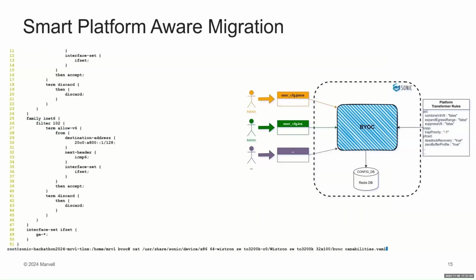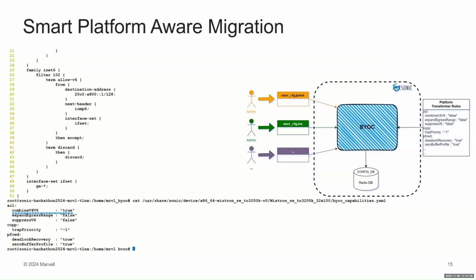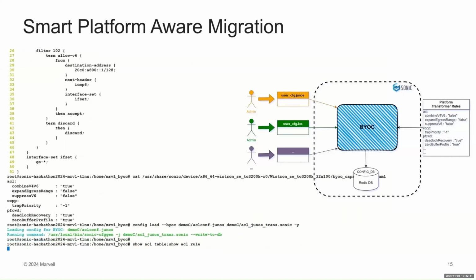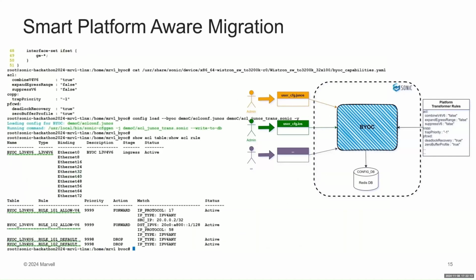The platform rules file has combined v4 v6 as true to demonstrate the platform capability even in the case of NOS migration. Let's invoke the BYOC tool with this user config. We can see that a single v4 plus v6 combined ACL table is created with all the rules. Similarly, other NOS configurations like Cisco and Arista can also be used.